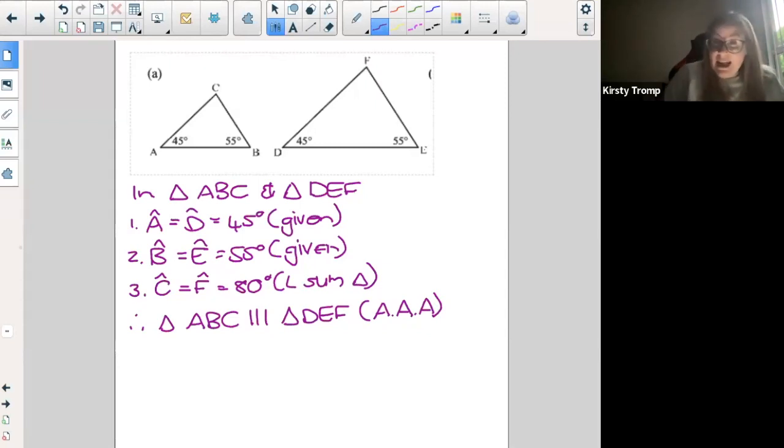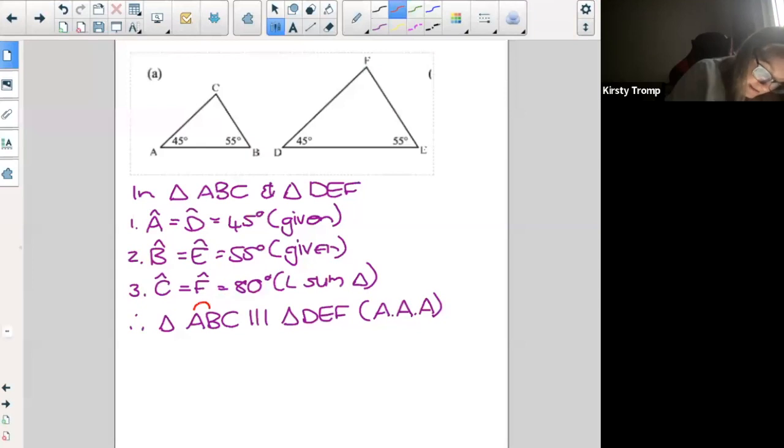Now, guys, because these triangles are similar, it means that the sides are in proportion. I want to show you a quick cheat way to show that those sides are in proportion. I use froggy face here, and I'm going to show you how to do it. To show which sides are in proportion, this is an easy way to do it.